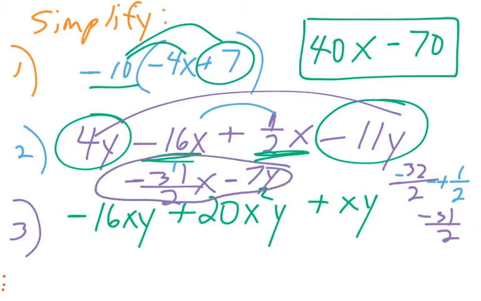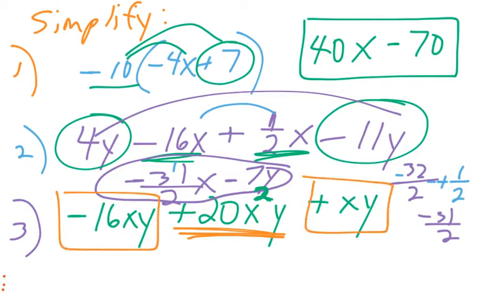And then finally, number 3, it got a little tough to see the exponent there with my final answer. So we have negative 16x squared plus 20x squared y plus xy. Although it looks like they're all like terms, they're actually not. This middle term here is not like the other ones. Because remember, like terms have to have exactly the same variables and exactly the same exponents. So only these 2 terms have exactly the same variables and exactly the same exponents.